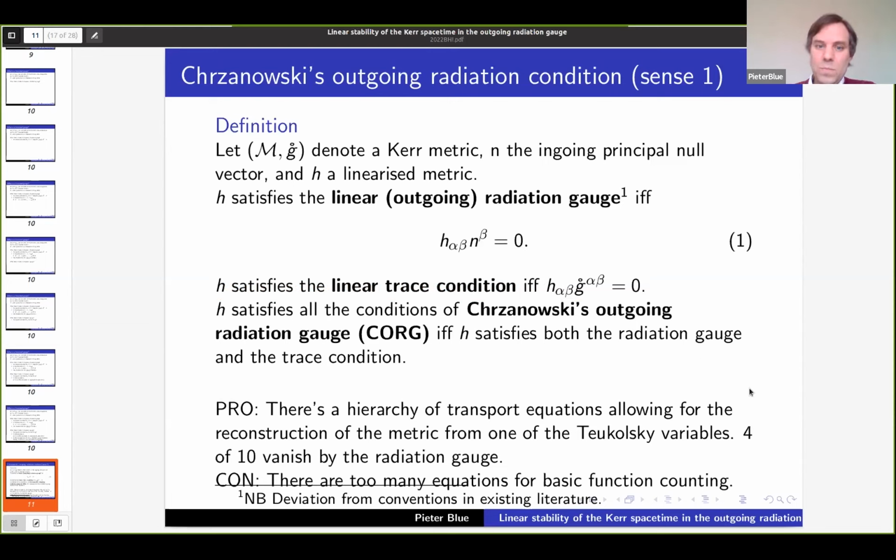So there are some advantages and some disadvantages. The advantage is that you get a hierarchy of transport equations that allow you to descend from the Teukolsky equation to all the other components, in particular to descend from the Teukolsky variables to the non-vanishing components of the linearized metric. The disadvantage is that it seems that there's too many equations.